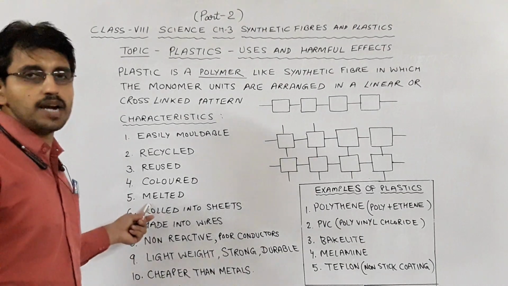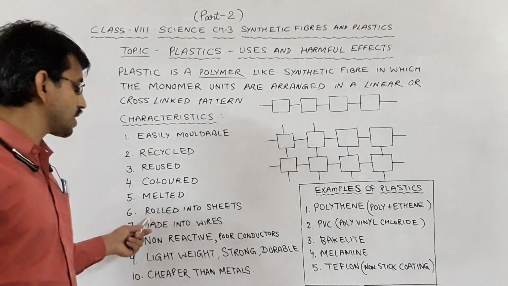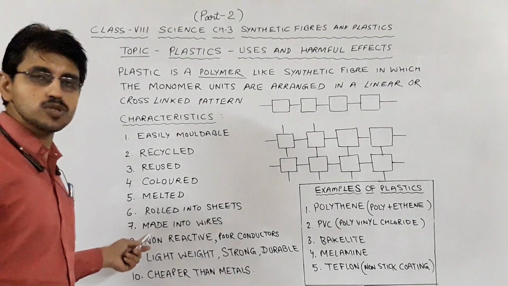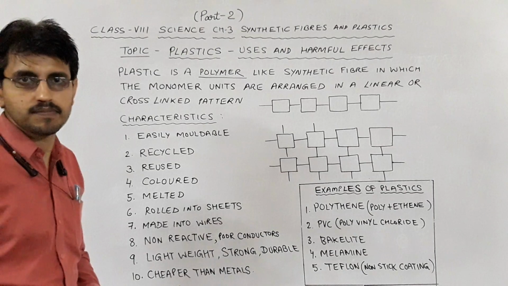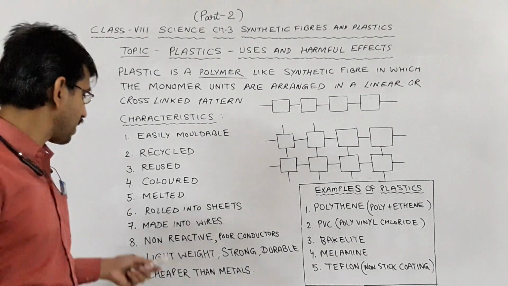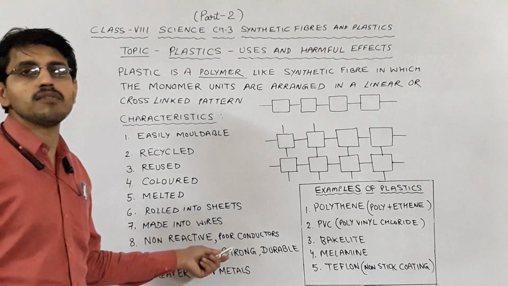Plastic can easily be melted. Plastics can be rolled into thin sheets. Plastics can also be made into wires. But like metal wires, these wires do not conduct electricity, because plastic is a poor conductor of heat and electricity.